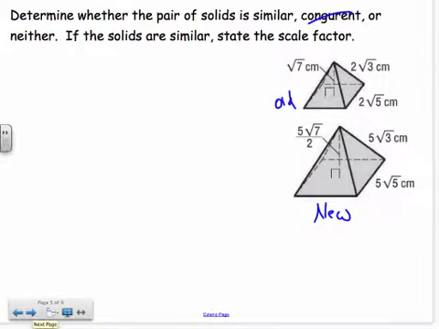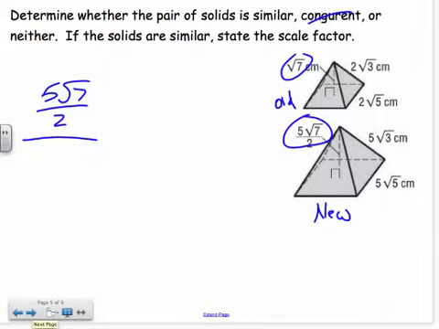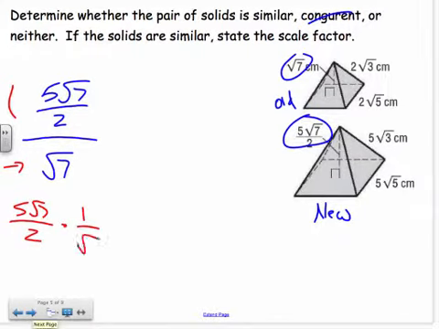So let's deal with the heights first. I'm going to set 5 times the square root of 7 over 2, over the square root of 7. Okay, I'm going to find this ratio first. Well, I could type it into a calculator, or I could think, here's a fraction up top divided by the square root of 7. So I could write this as 5 times the square root of 7 over 2 divided by the square root of 7, which is the same thing as multiplying by the reciprocal. And if I look, the square roots of 7 cancel, and I'm left with 5 over 2. So this ratio is 5 over 2.